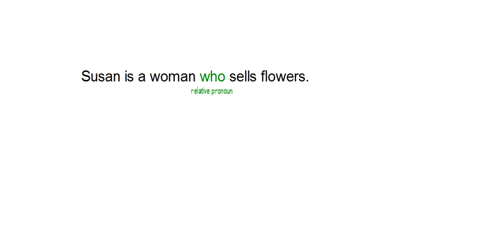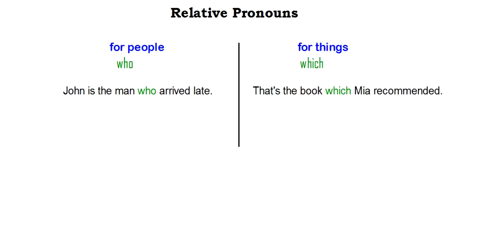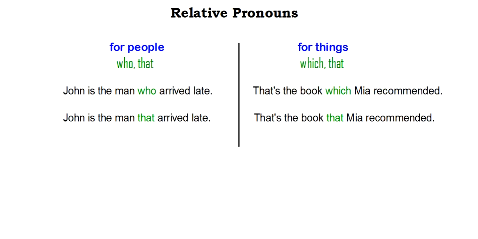So let's look at our relative pronouns. These are two of the most common. For people, we use the word who, and for things we use the word which. I have two examples here. Note that we can almost always use the word that to replace who or which. For people or things, you can use the word that, and it doesn't change the meaning at all. So these are the three most common relative pronouns that you will find: who, that, and which.